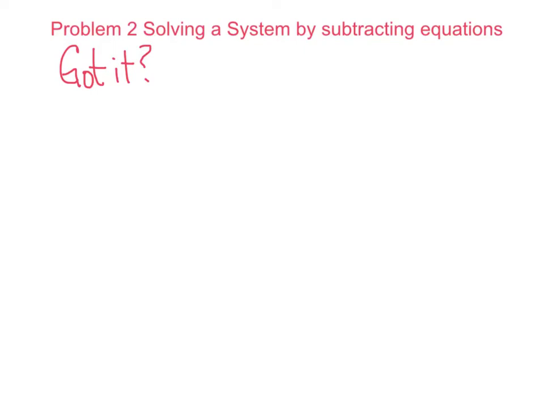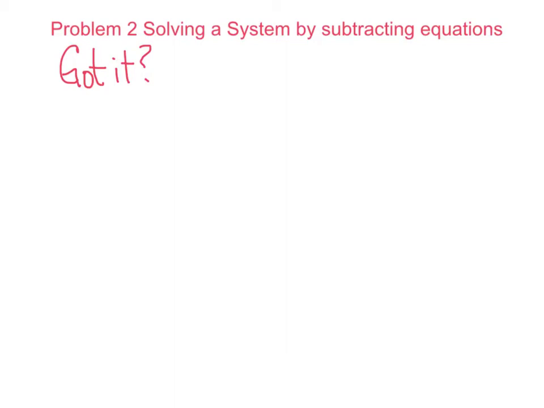In problem 2, we're going to use word problems. So let's look at the Got It. Washing 2 cars and 3 trucks takes 130 minutes. Washing 2 cars and 5 trucks takes 190 minutes. How long does it take to wash each type of vehicle?